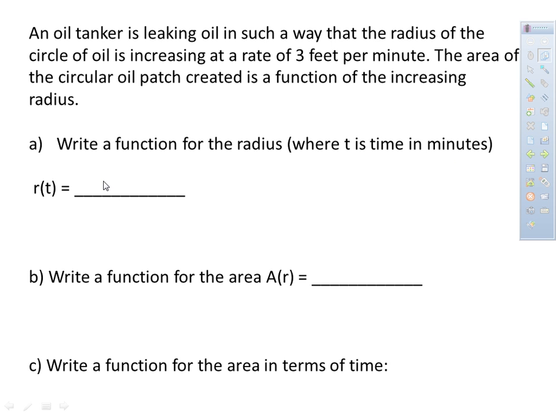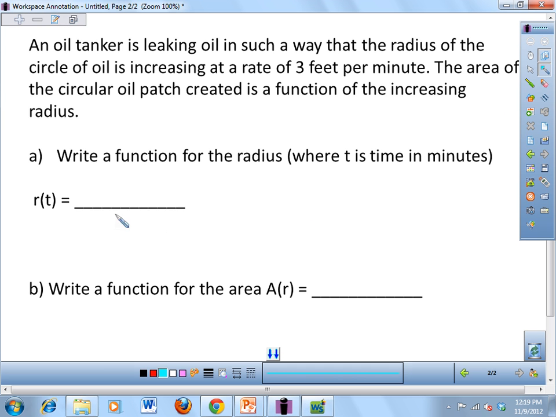R of t. 3t. Very good. Who said that? Very good, Julia. 3t. So R of t, because the radius of the circle is increasing at a rate of 3 feet per minute. So you just multiply the amount of time times 3 and you'll get the radius.